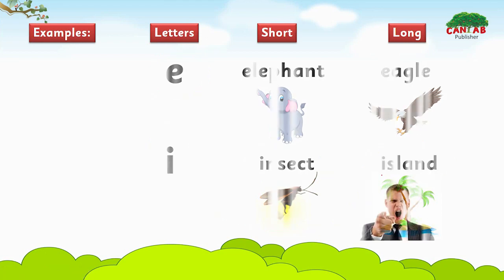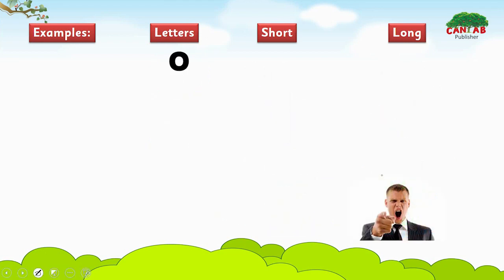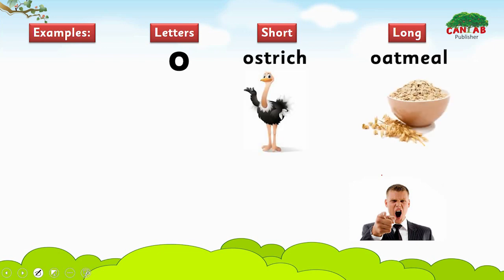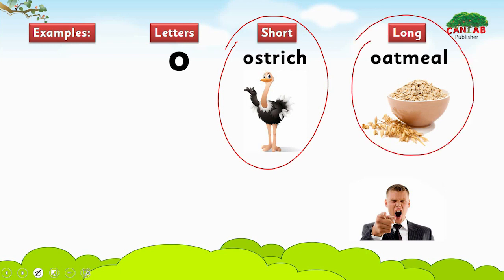The next example, O. Ostrich. Oatmeal. Now in ostrich, the O is not pronounced as O. That is ostrich. And in oatmeal, O has its original sound. So that is why oatmeal is considered a long vowel.